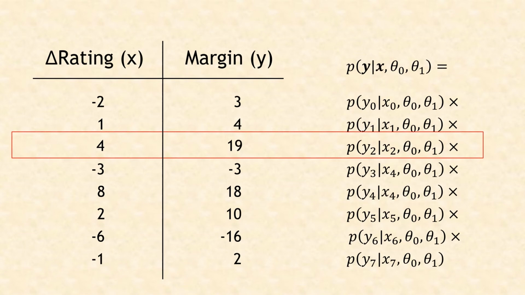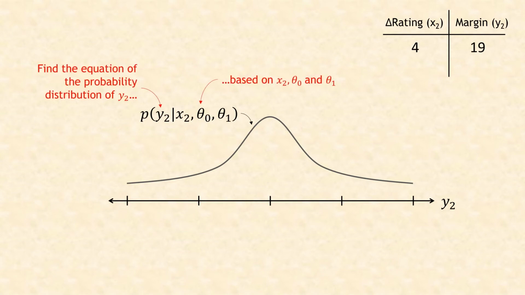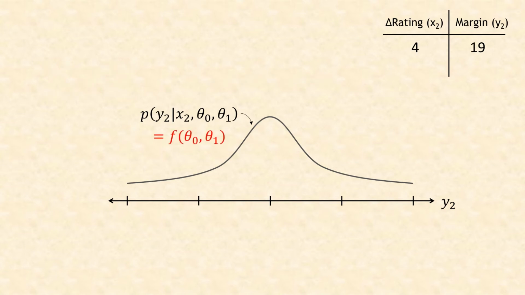We imagine that y2, the margin of the second game, is drawn from some probability distribution, represented here, where the equation of that probability distribution is the subfunction. That is, it is the probability distribution of y2 after knowing x2, θ0, and θ1. Because we already know what x2 and y2 are, this eventually turns out to only be a function of the unknown parameters θ0 and θ1. For now though, we'll pretend we don't know y2 and x2 and keep them as symbols so you can see how this extends to any pair of x and y.